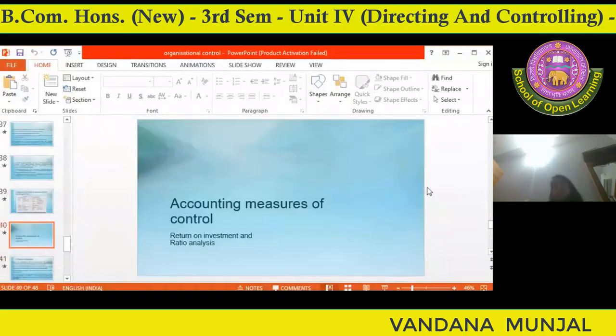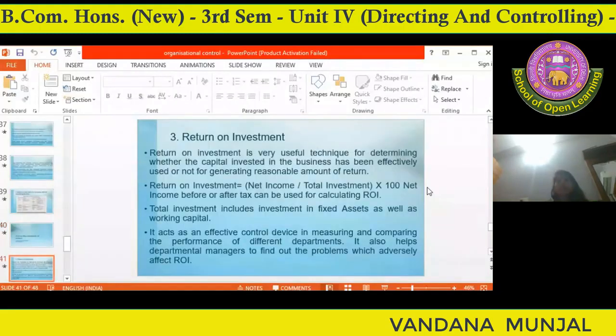Okay. After this comes the accounting measures of control, which we have already talked about. Key financial measures of control, जिसके अंदर सबसे popular है return on investment and ratio analysis. Return on investment is a very useful technique for determining whether the capital invested in the business has been effectively used to generate the return or not. इसका फॉर्मूला होता है कंपेयर योर इनकम विद द अमाउंट ऑफ इन्वेस्टमेंट. इफ इट इज अ गुड परसेंटेज, दैट मीन्स आपका जितना भी पैसा लगाया हुआ है वो इनकम के अंदर कन्वर्ट हो रहा है. और अगर रिटर्न ऑन इन्वेस्टमेंट कम है तो इसका मतलब ये है कि आपकी इन्वेस्टमेंट आपको कॉस्ट ज़्यादा दे रही है और इनकम कम दे रही है.